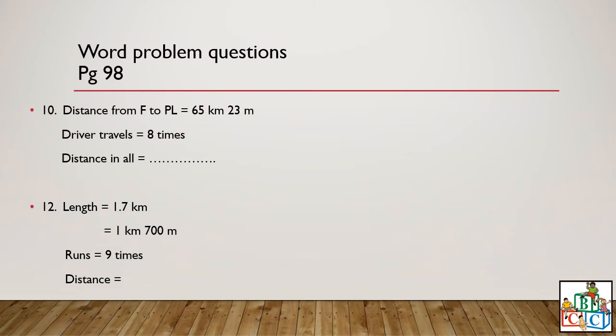Number 13. How many times must Jonathan run around a 400-meter track to cover a distance of 12 kilometers? So the track is 400 meters. The distance to cover is 12 kilometers. So first you will convert. There is a difference between meters and kilometers. You will be working in meters. You're going to convert 12 kilometers to meters. Your answer, what are you going to do? You have to find the number of times. It is not multiplication but division.